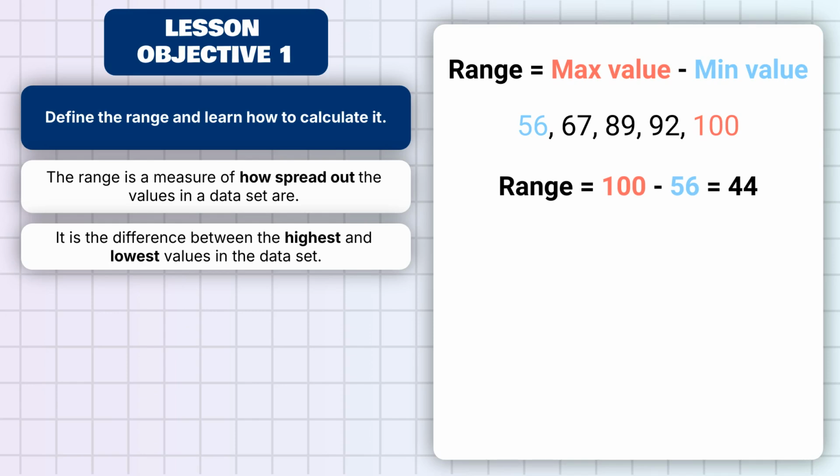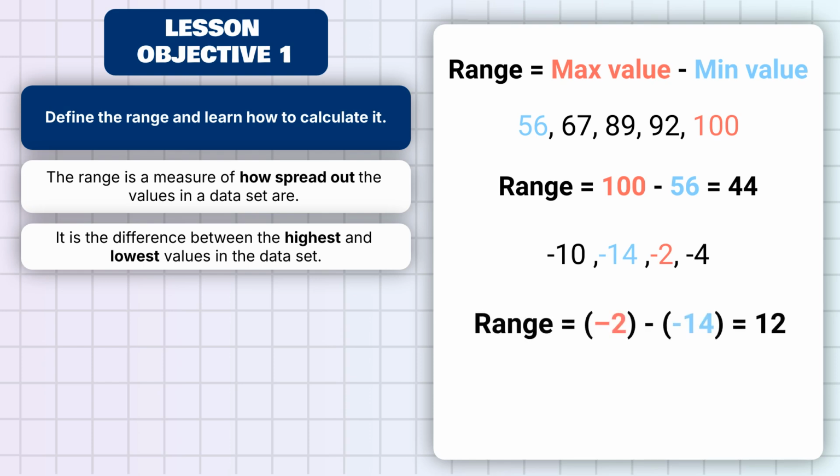Be careful when the dataset involves negative numbers. For instance, if we have temperatures minus 10, minus 14, minus 2, and minus 4, the range would be from minus 2 to minus 14, which is 12.